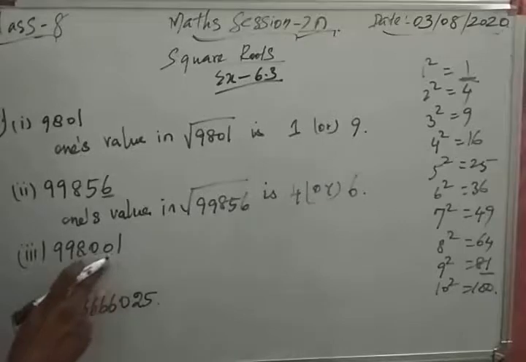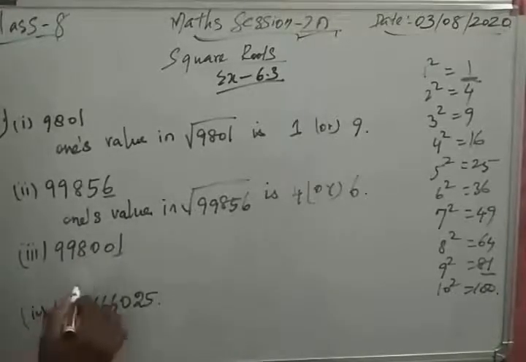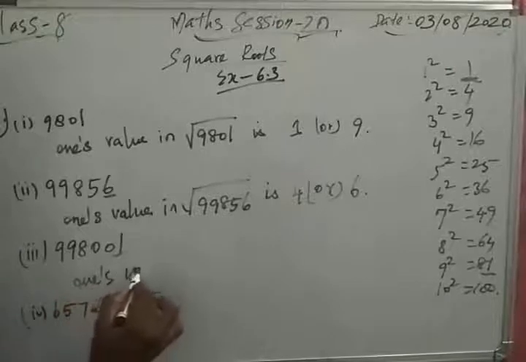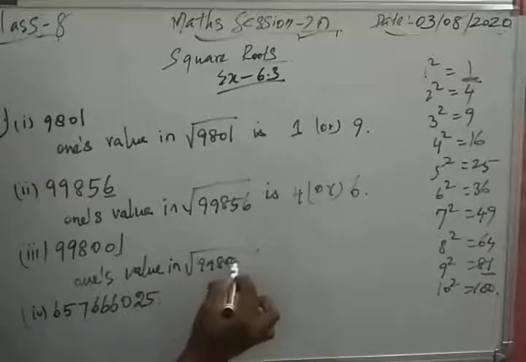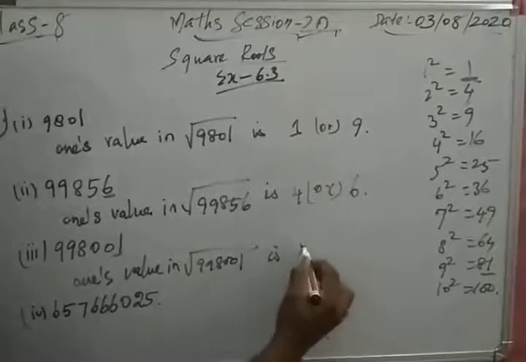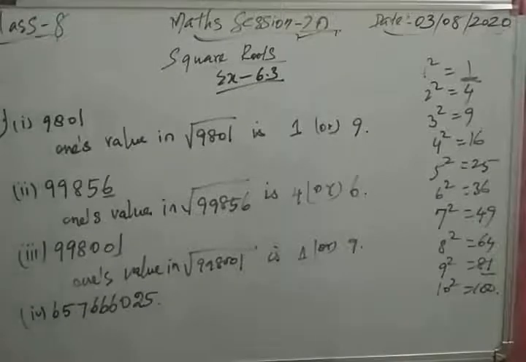Then the next one. Here also we finished with 1. So what can we write? The ones value in the root of 998001 is 1 or 9. 1 or 9. Yes or no? Compulsory. Same like that, ending with 1, so we can write the same.